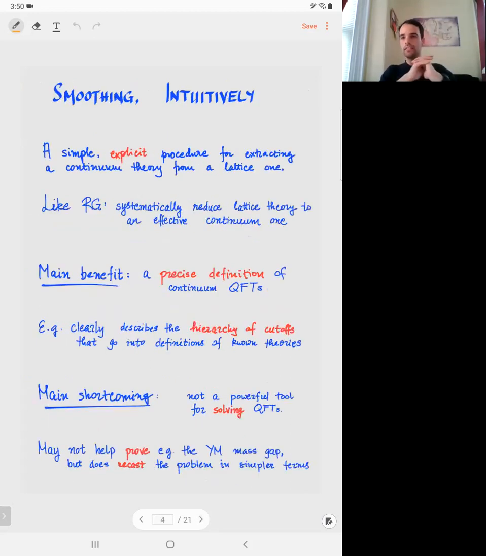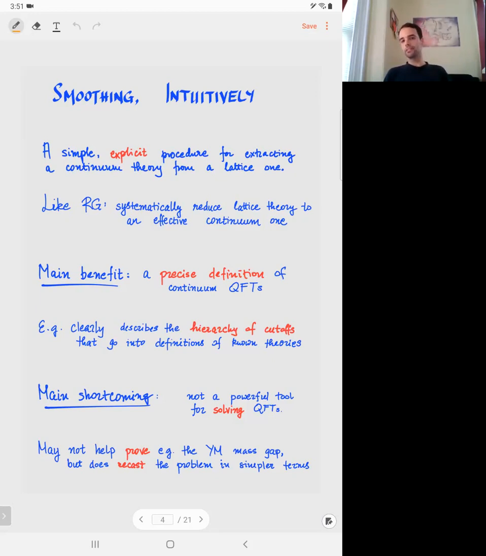The key ingredient in developing the correspondence is something that I will call smoothing. It's essentially a procedure that very explicitly shows you how you can go from a lattice system and extract from it a continuum system, or a system that still lives on the lattice but behaves in all ways like a continuum system up to some desired precision.